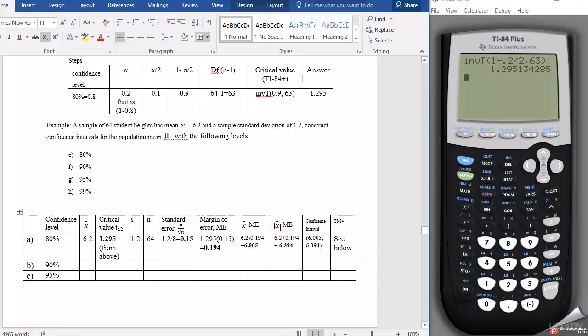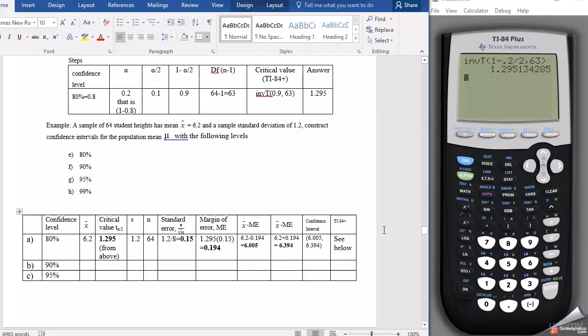Then to get the upper boundary, you're going to take the same sample mean and add the margin of error. In this case, we get a value of 6.394. So this is this confidence interval. The lower bound is 6.005, and then the upper bound is 6.394.